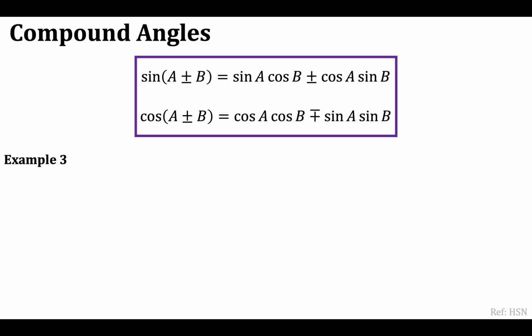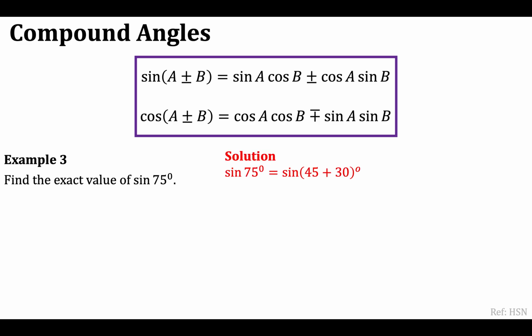Okay, and example 3 this time. We want to find the exact value of sine 75. So the solution then, I am going to express sine 75 in terms of angles which I know the exact values for, if I had to apply them to trigonometric functions. So I know exact values for 0, 30, 45, 60, 90, I suppose 180, 270, 360, etc.